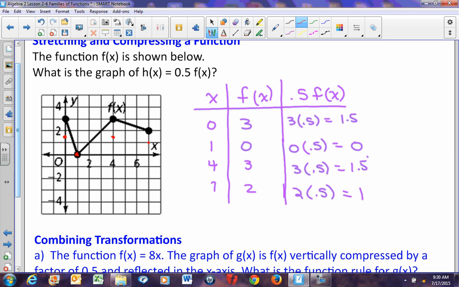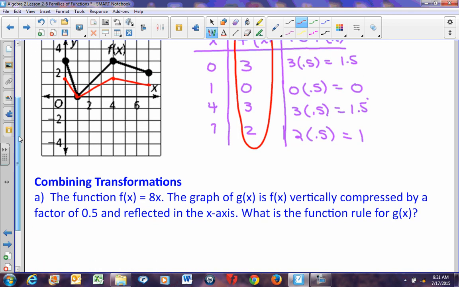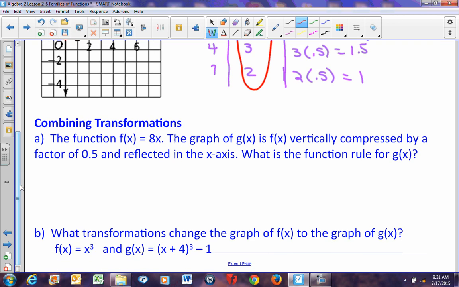So then I would redraw my graph. And here's the graph of h of x equaling 0.5 f of x. It's just as easy, just take your y values right here and multiply them by 0.5 to get your new y values. And if we use a whole number, it would just make it bigger and stretch it, make it taller. Now you can combine transformations. You can have horizontal and vertical and reflections and transformations all at the same time.